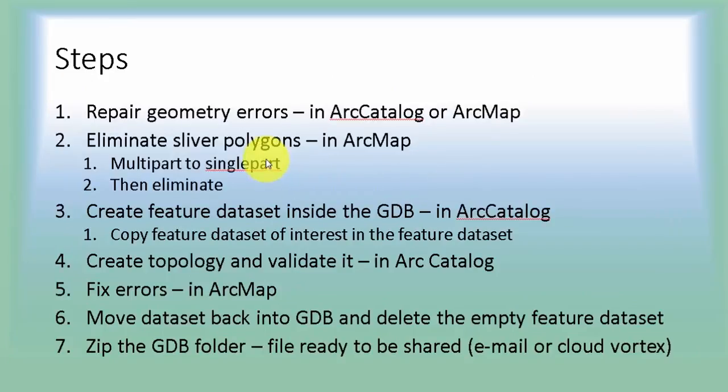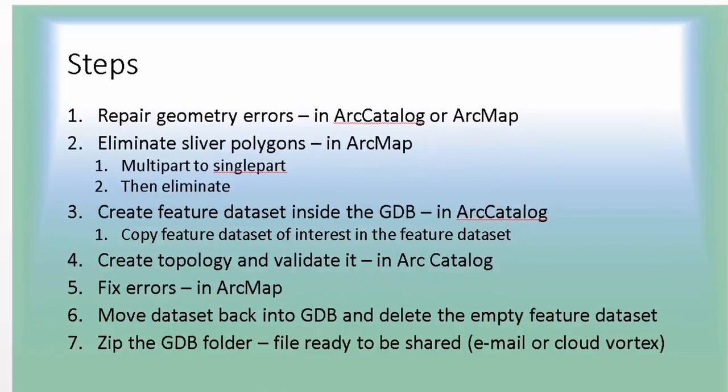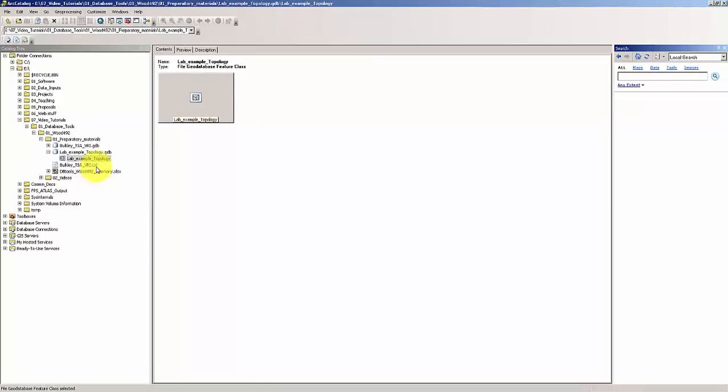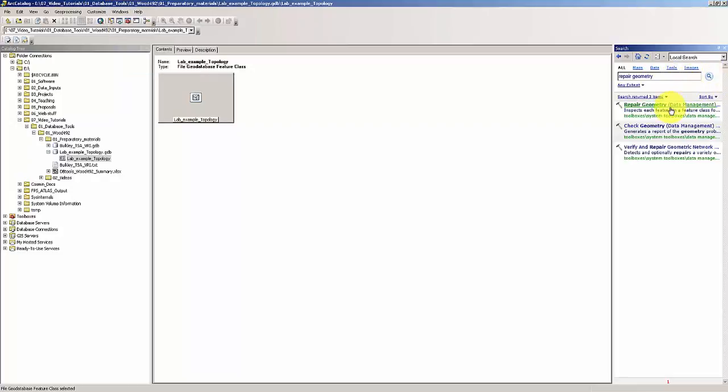In step 1, I will show you how to repair geometry errors. Open ArcCatalog and browse to the dataset of interest. In this case, it is the lab example topology. In the search window, search for repair geometry. If you don't have the search window here, simply go to Windows and click on Search. Now, upon typing repair geometry, click on the search button and open the first option that you have.